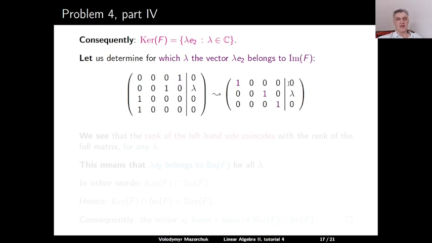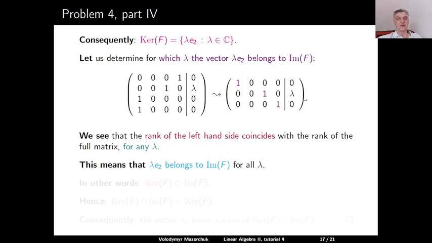form. And we see that here we have 3 non-zero rows, both in the matrix to the left of the vertical line and in the whole matrix. So the rank of the matrix of the system is 3, and the rank of the extended matrix is also 3 for any lambda. So this means that the vector lambda e2 belongs to the image of f for any lambda. In other words, the kernel of f is actually a subset of the image of f.